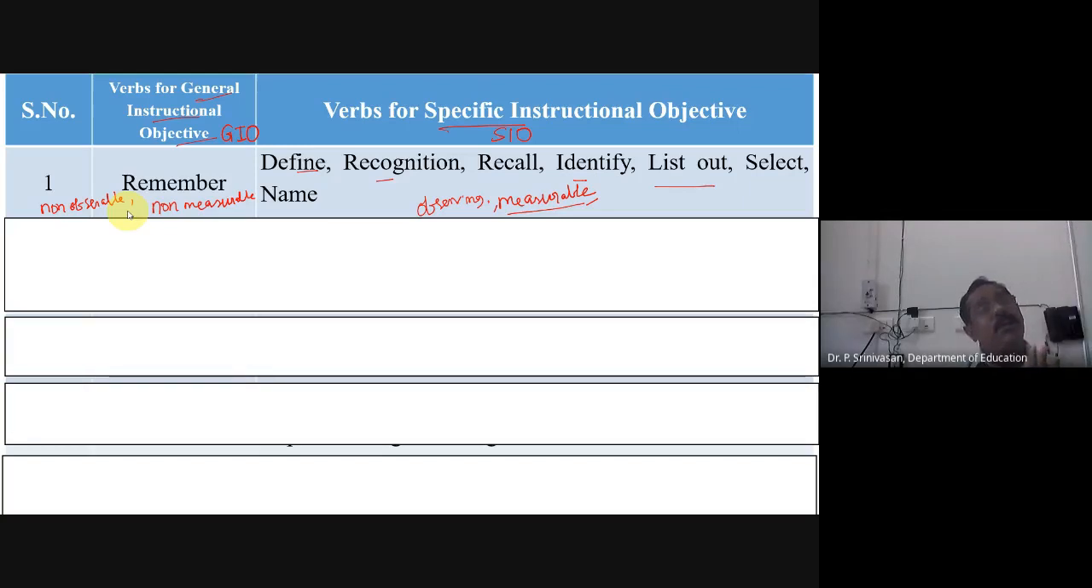What are the reasons why we are going for SIO? Why not stop with GIO? What are the two important things? Yes, SIOs are measurable and observable, sir. Good. That is why we go for SIOs. Otherwise we would write only GIO, which is not observable and not measurable. So we have to go for specific terms which are observable and measurable. That is the importance of specific instructional objectives.